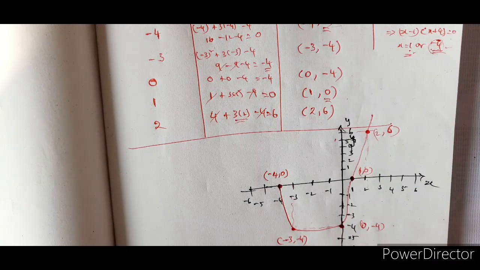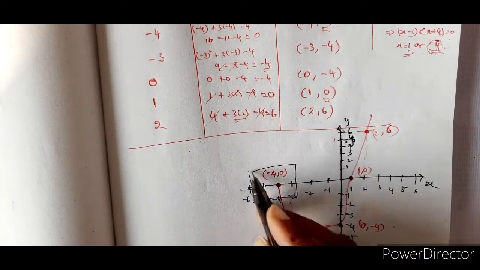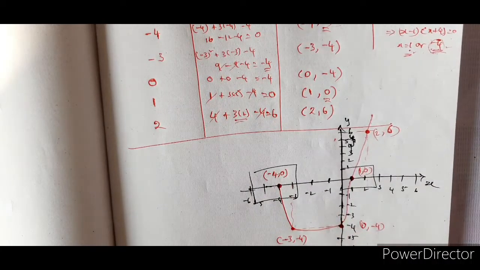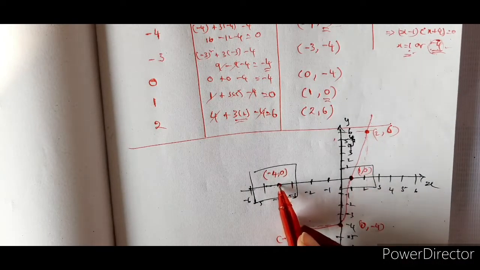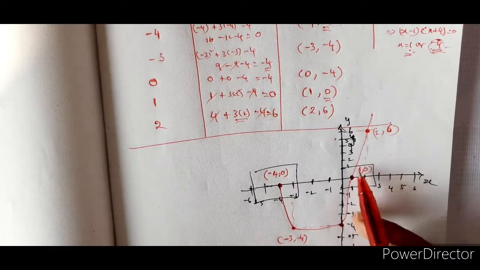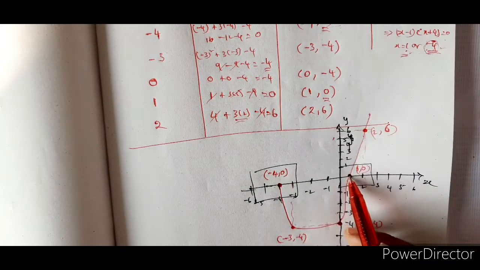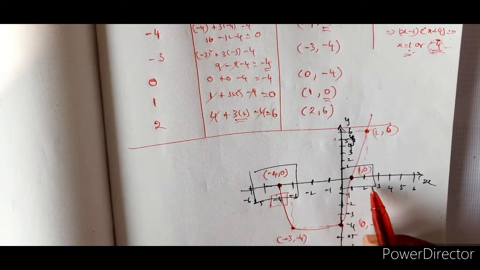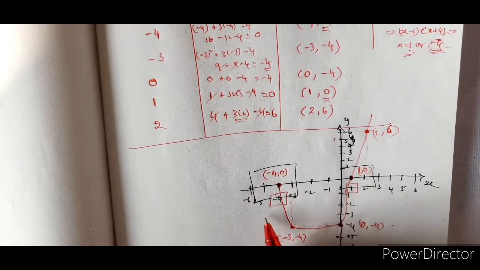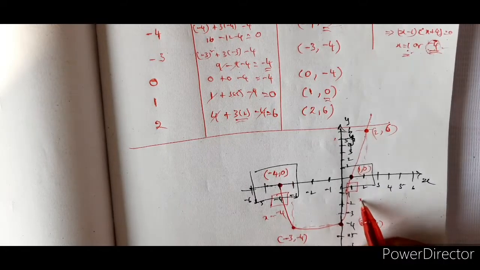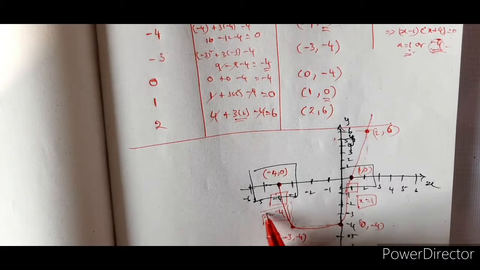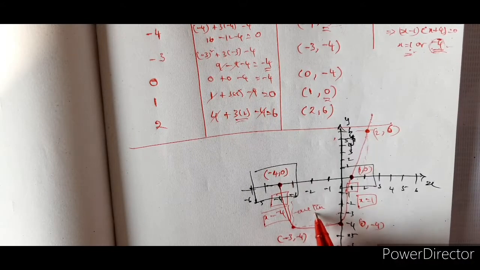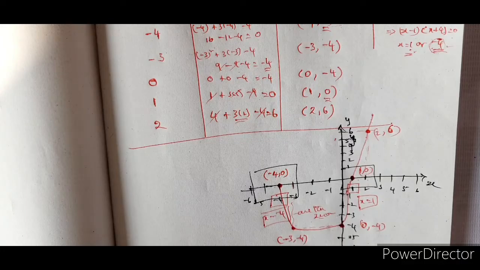Right? So now what are the zeros? So this is a 0 and this is a 0. So zeros of the polynomial from the graph is wherever the graph is going and cutting on the x-axis, that particular x value will become the 0. So x is equal to -4 and x is equal to 1 are the zeros. Right? So all this information you have to write in the graph paper without fail.